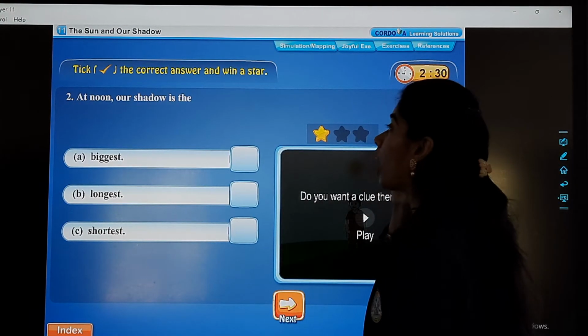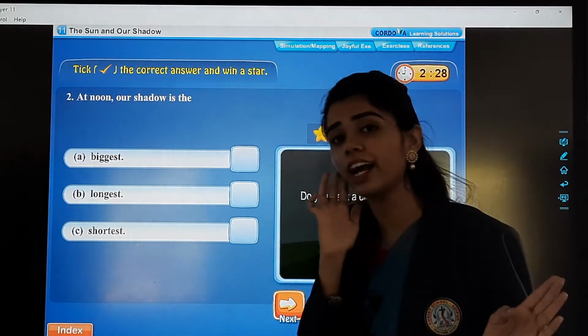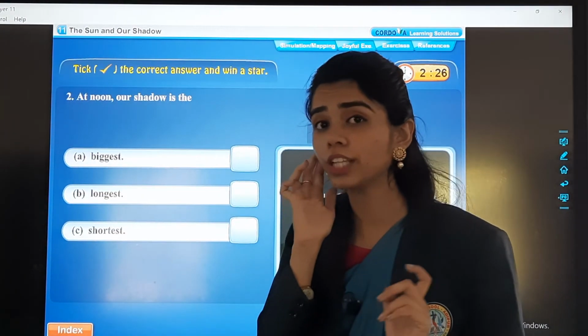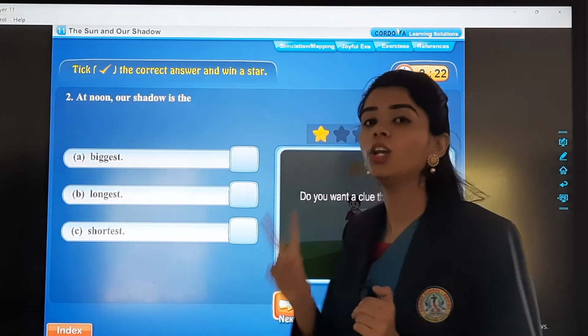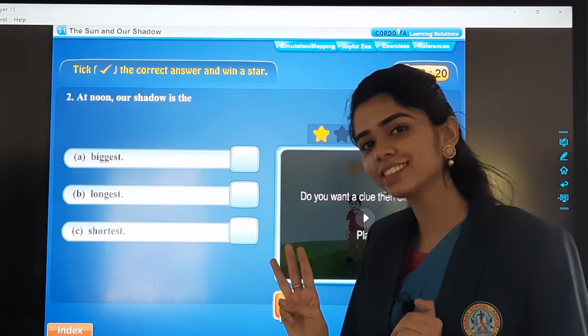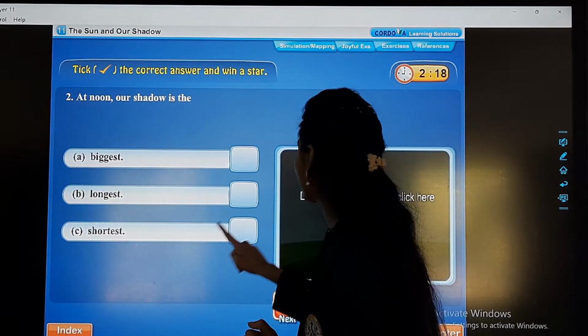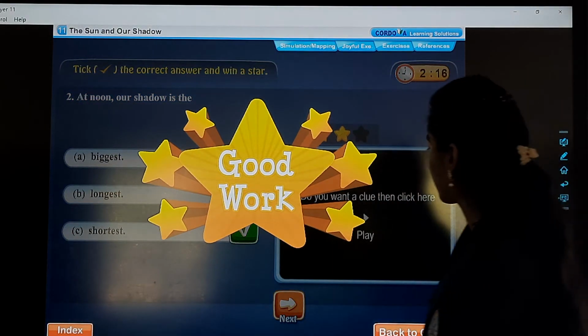At noon, our shadow is the dash. What is the size of the shadow at noon time? Is it biggest, longest or shortest? It is shortest. Good work.